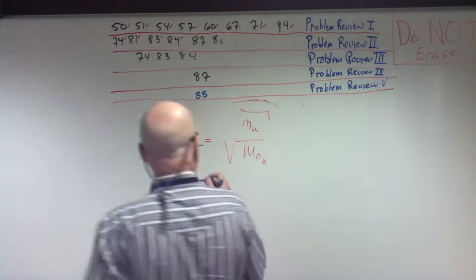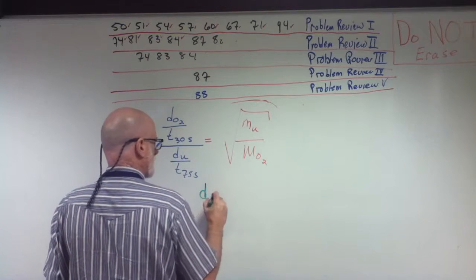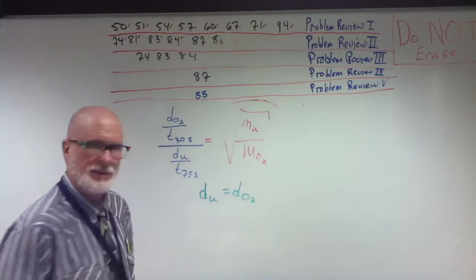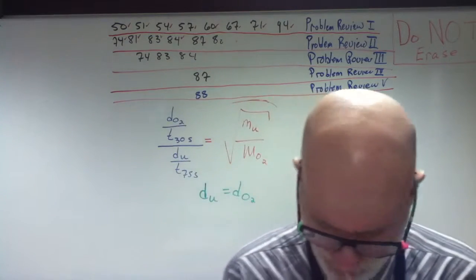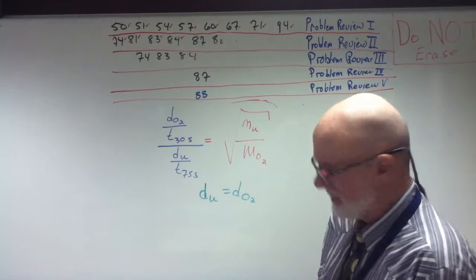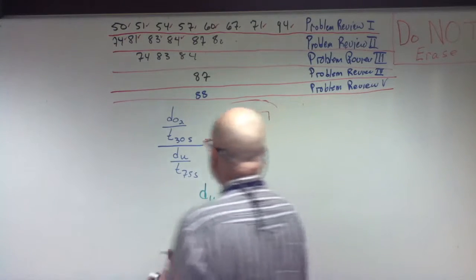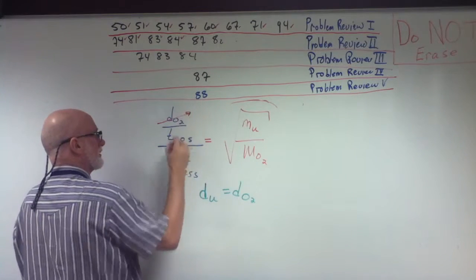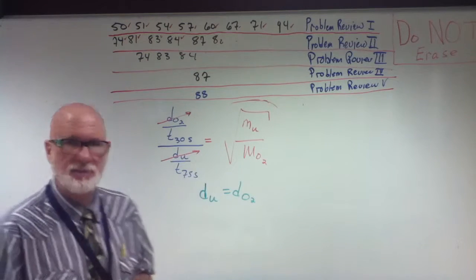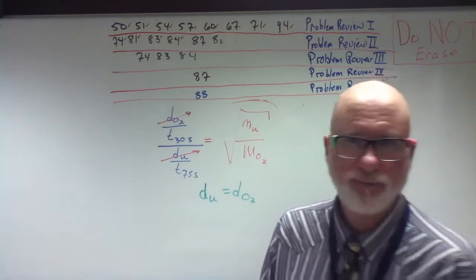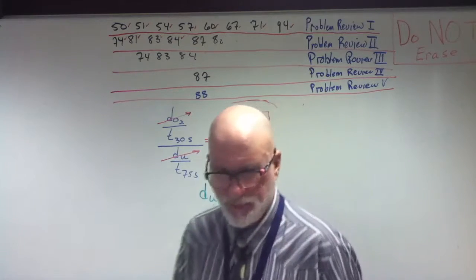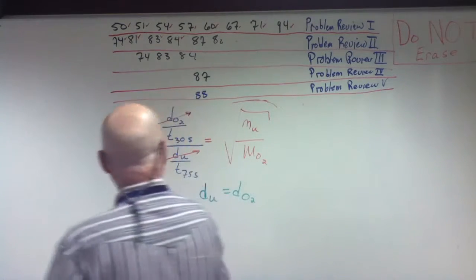Okay. I also know that the distance of the unknown was equal to the distance of the oxygen. Correct? Therefore, I can say that this, I can cancel those out because they're the same, correct? Okay. Let me go over here. Therefore, I end up with this. This is what I end up with.